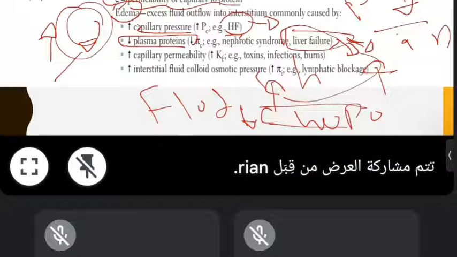If you have liver failure, you have low proteins in the plasma. If you have low protein in the plasma, more fluid will go out of the blood vessel. So you will have edema.